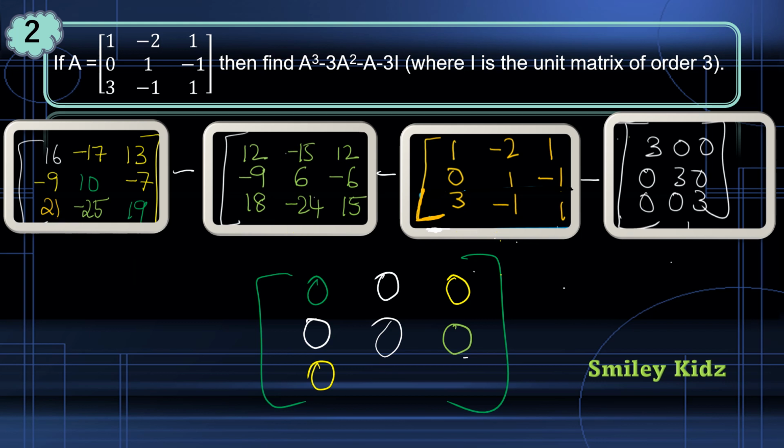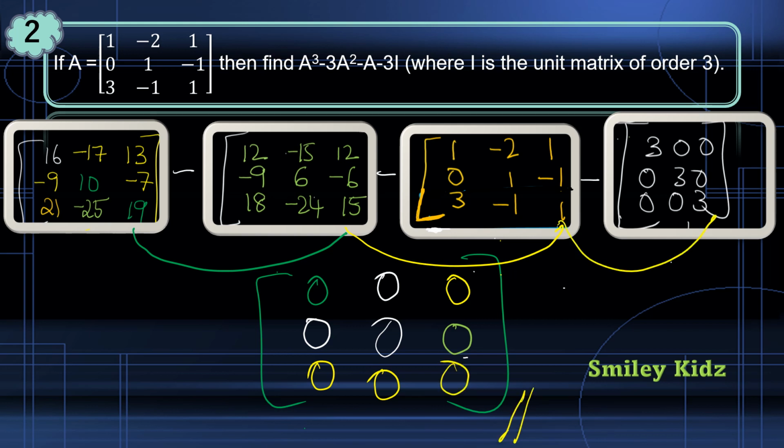Alright, let's see if these two match. Minus 24 minus of minus 24. Wait, this is minus 25. So minus 25 minus of minus 24. That will be minus 1. Minus 1 minus of minus 1 will be 0. 0 minus 0 is 0 again. Let's check out the last term. 19 minus 15 is 4. 4 minus 1 is 3. 3 minus 3 is 0. And that is the end of this answer.